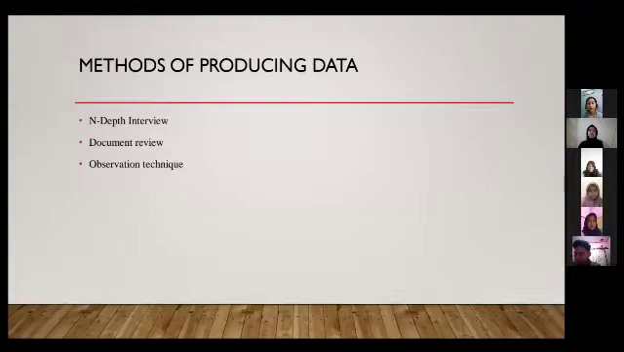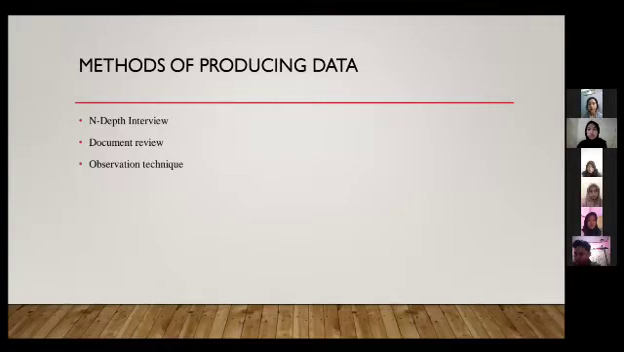The second one is document review. You can also use document review to find your qualitative research data. Examples of document studies that can be used include examining old manuscripts, photographs, films, or previous research results or books related to your research. And the last one is observation technique.